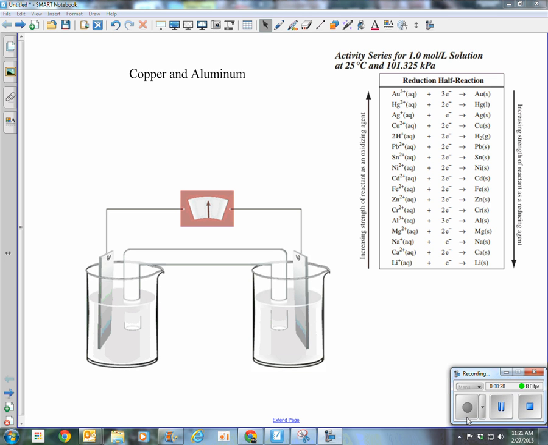So what I'm going to do here is simply say, this one's going to be copper, and this one's going to be aluminum. Again, it does not matter whether I pick the left or the right.